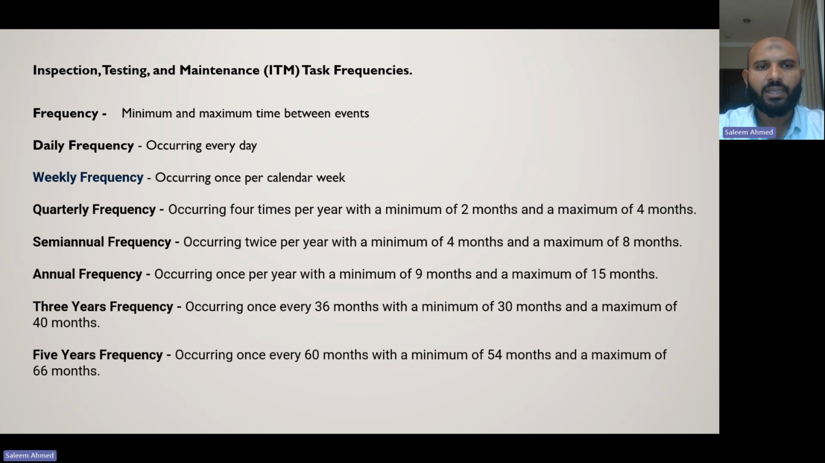Quarterly means it occurs 4 times in a year. So it can be done at a minimum of 2 months, maximum of 4 months. Likewise, semi-annual is twice per year, annual is once in a year, 3 years frequency occurs once every 36 months, and 5 years frequency occurs once every 60 months. There are relevance ranges, as I have mentioned here. So it can be done at the minimum of this particular period and the maximum of that particular period.